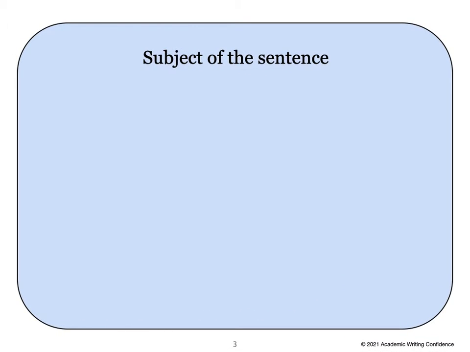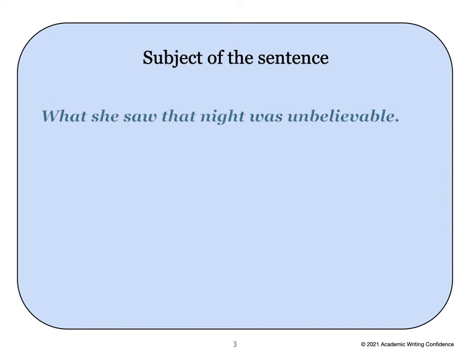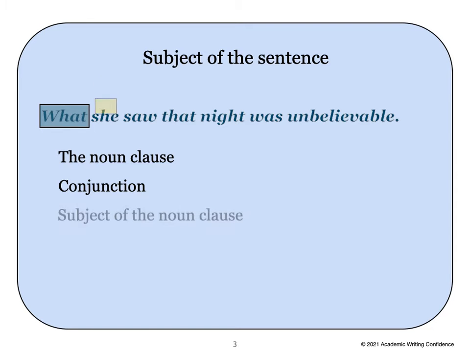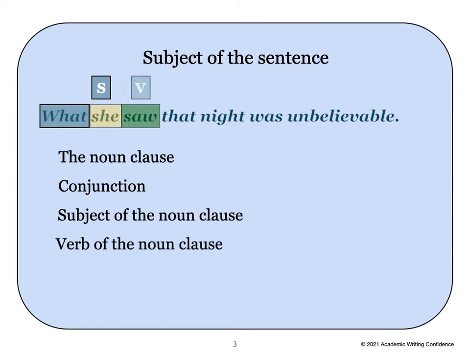One way that a noun clause can be used is as the subject of a sentence. What she saw that night was unbelievable. Now, in this sentence, the noun clause is what she saw that night. The conjunction used here is the word what. The subject of the noun clause is the word she, and the verb of the noun clause is the word saw. So as you can see, the noun clause has a subject and a verb as well as a conjunction.